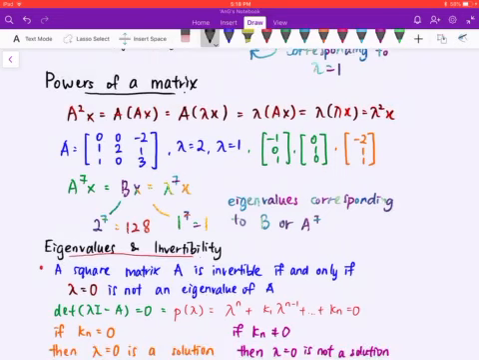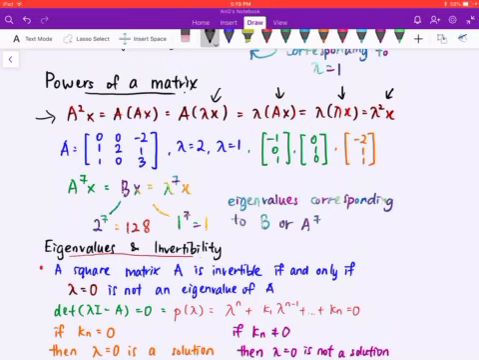Now move on to the powers of a matrix. Let's imagine that you have the matrix A squared multiplied with a vector x. You can express this as A multiplied with Ax, and we know that if x has an eigenvalue, Ax can be expressed in the form of lambda x. You take the lambda out because it is a scalar, and you have lambda multiplied with Ax.